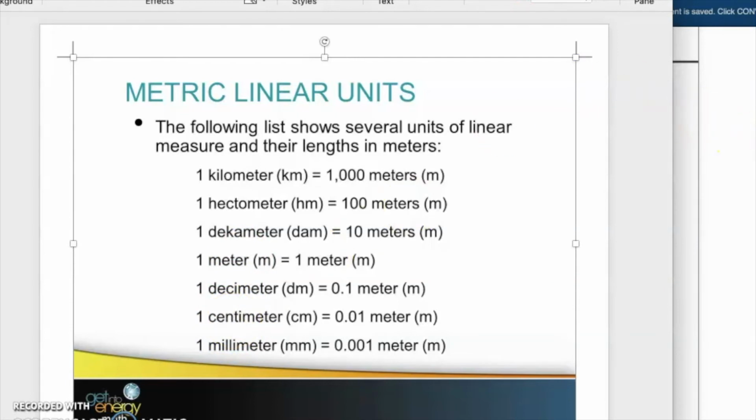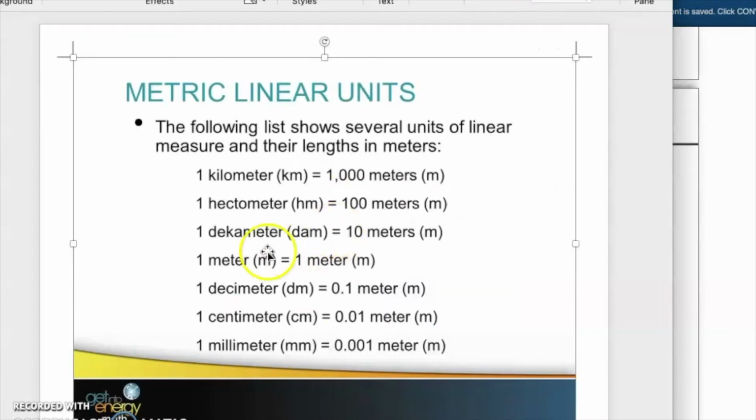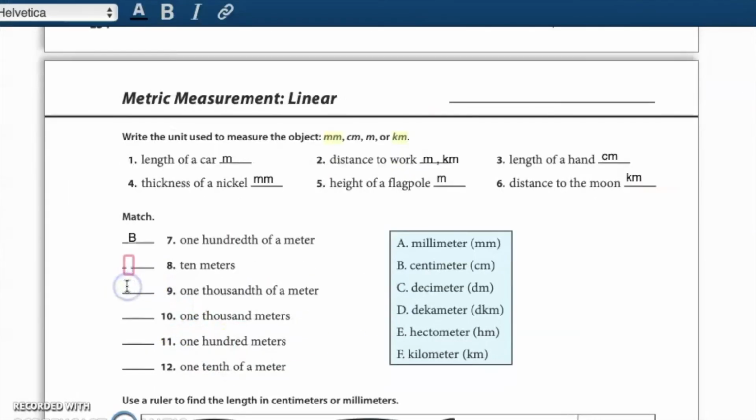I think so. So number 7 will be centimeter, and centimeter is B. 10 meters, when we have 10 of 1 meter, then it will give us what? Let's look at this one more time. So 10 of them will be 1 decameter. So it's going to be 1 decameter. Decameter is D.